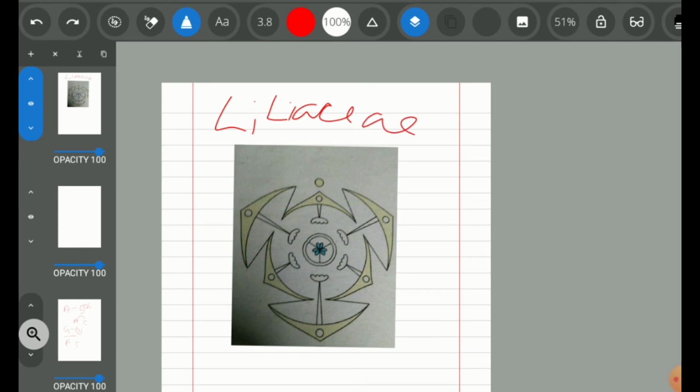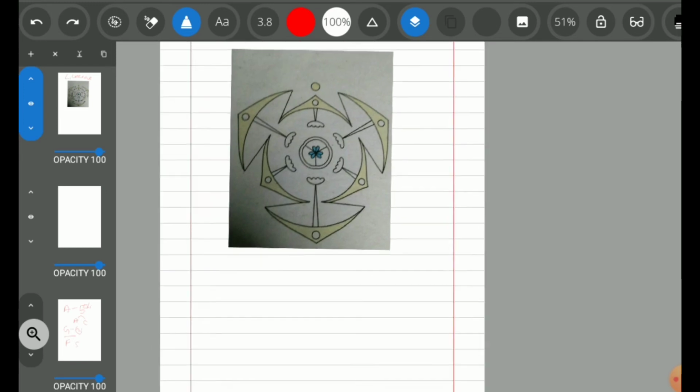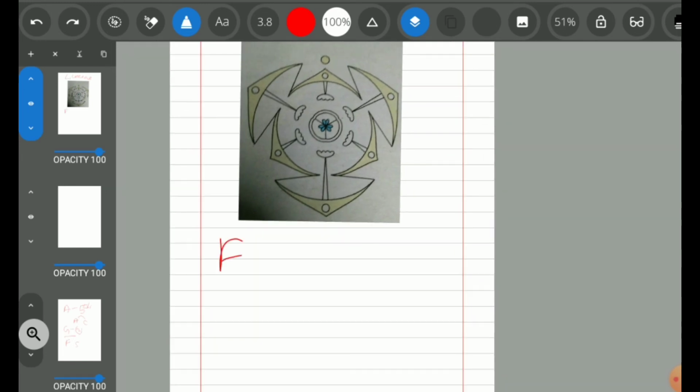Over here we have only the floral diagram and not the floral formula. From the floral diagram only we are going to write the floral formula. So the first thing is about the symmetry. If you see the diagram, you can notice that it is actinomorphic, that means it is radially symmetrical. So the symbol of actinomorphic is a plus enclosed in a circle.